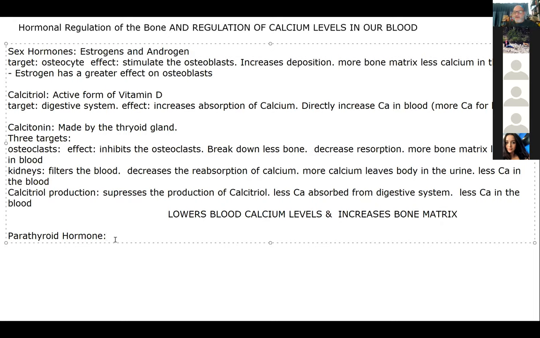All right. Parathyroid hormone. With a name like parathyroid hormone, not surprisingly, it is made by the parathyroid gland.